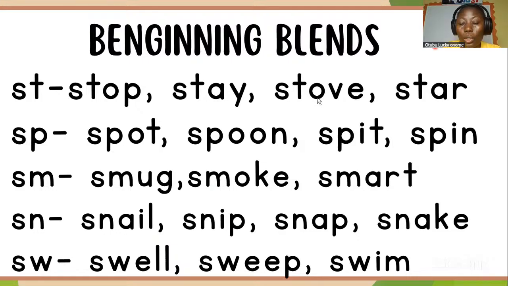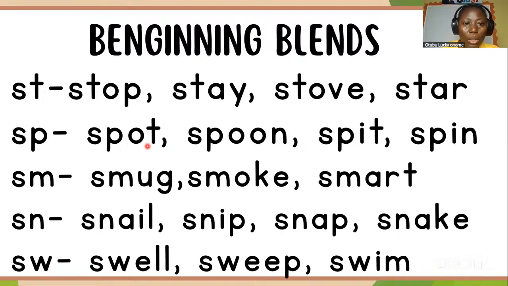Stove. Stove is equipment used in cooking. In the olden days, no, even these days, some people still use a stove to cook. And then star, the star in the sky. Then we have spot. Spot is when maybe you have a white cloth, you can have a spot on it, or sometimes we say, what's that spot on your shoe? It's a kind of mark, like pointing you to something.